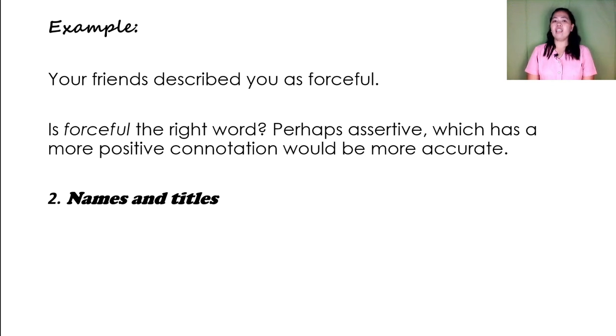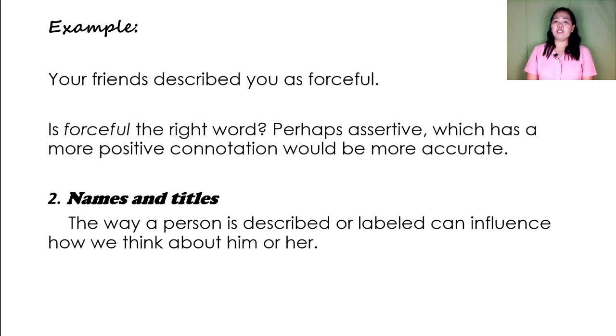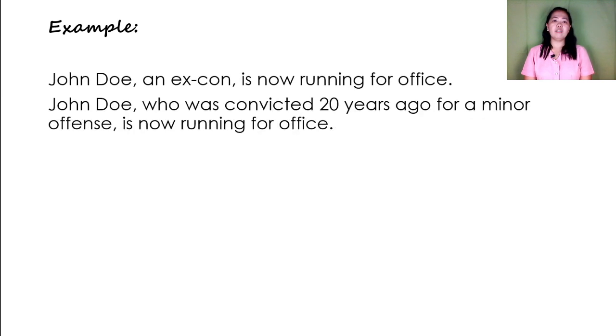Next, we have names and titles. The way a person is described and labeled can influence how we think about him or her. Let's take, for example, John Doe, an ex-con, is now running for an office. John Doe, who was convicted 20 years ago for a minor offense, is now running for office.